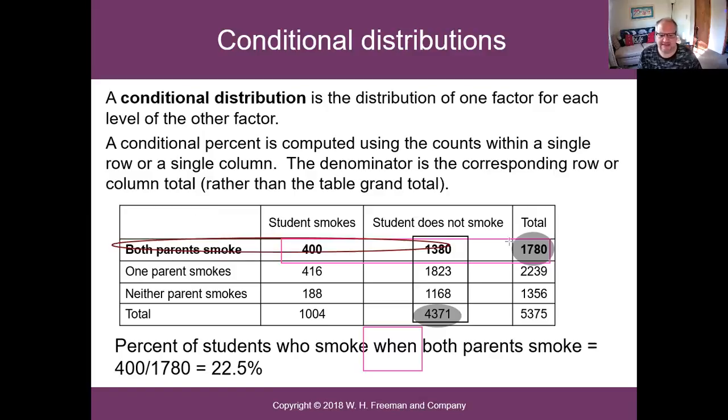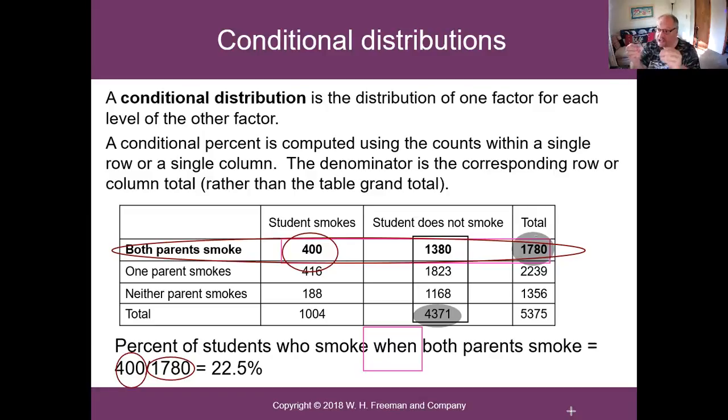I'm going to be looking only at this column right here, this row right here. Now that I'm looking at that, if I want to know when both parents smoke, that tells me that my denominator will be 1780, like you see right there. And we also want to know the percentage of students who smoke when. So how many of them smoke? 400, right? Now look at my numerator. I hope that's clear.